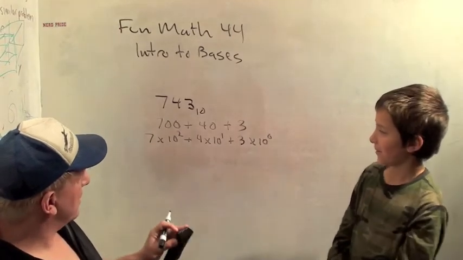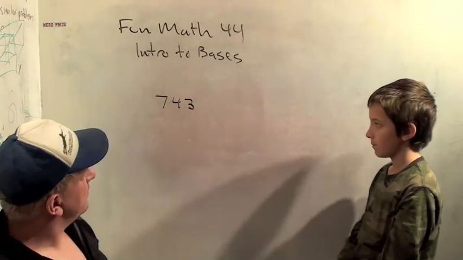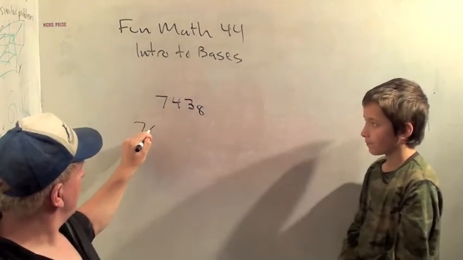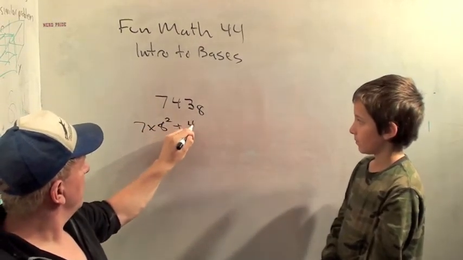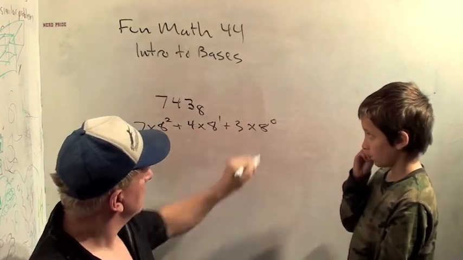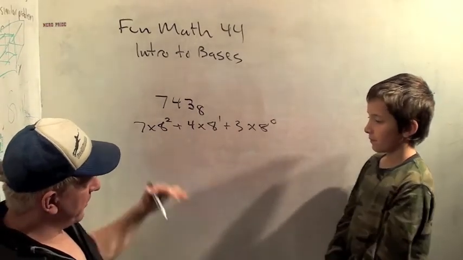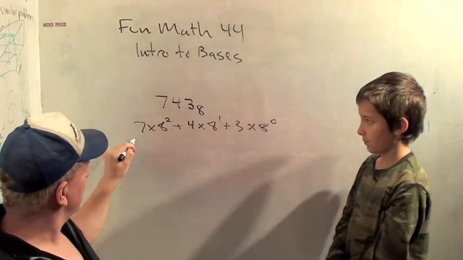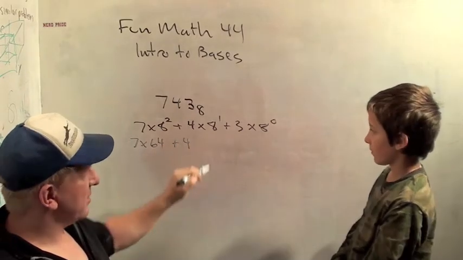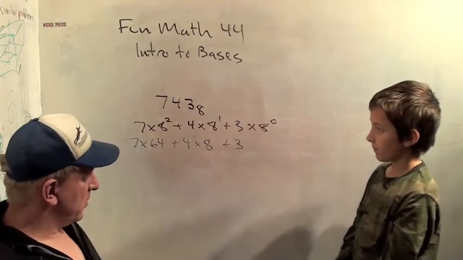So we could also talk about the number 743 in base 8. And that would mean 7 times 8 squared plus 4 times 8 to the 1 plus 3 times 8 to the 0. Now what is 8 squared? 64. So if we were going to convert this back to base 10, we would say this is the same as 7 times 64 plus 4 times what's 8 to the 1? 8. Plus 3 times what's 8 to the 0? 1. 3 times 1.